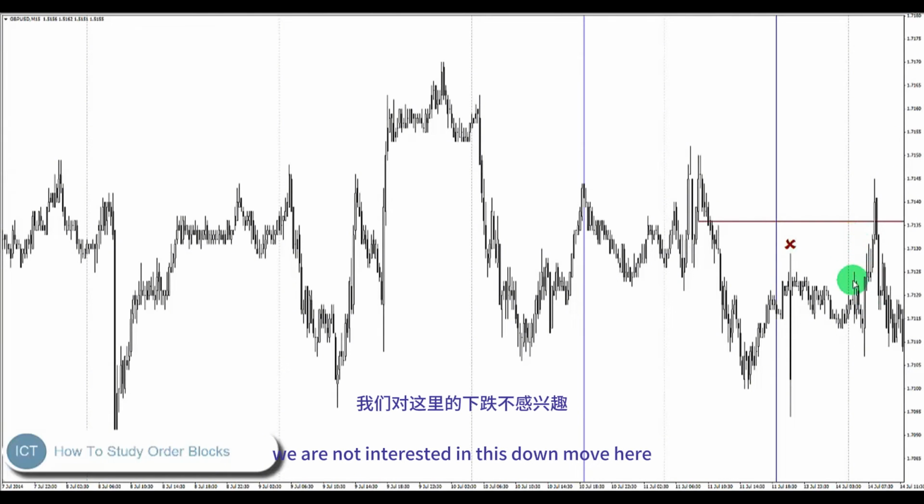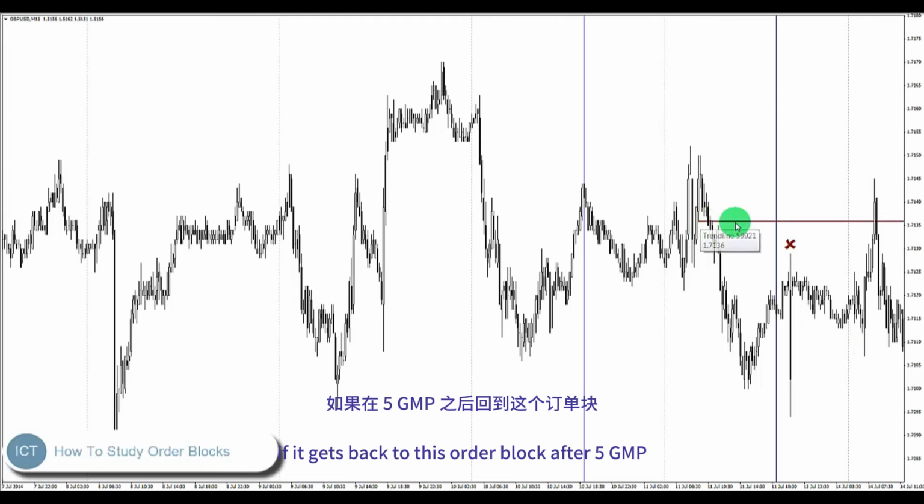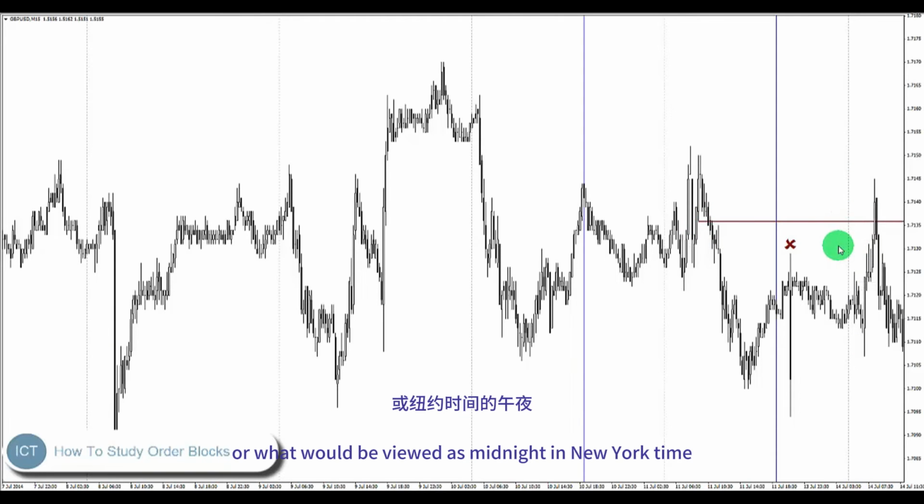We are not interested in this down move here. We don't have any interest in that whatsoever. We could care less about that. We're more inclined to sell if it gets back to this order block after 5 GMT, or what would be viewed as midnight in New York time.